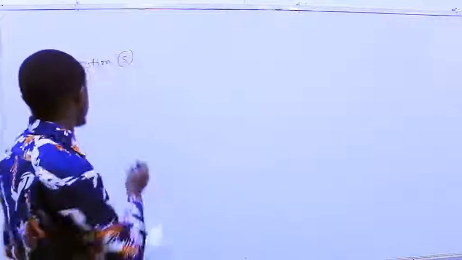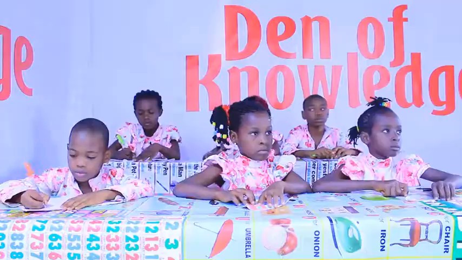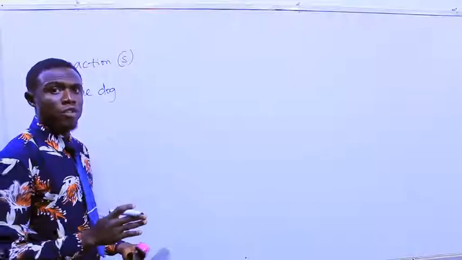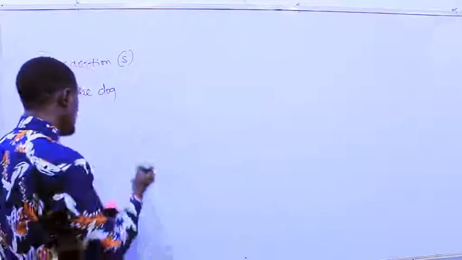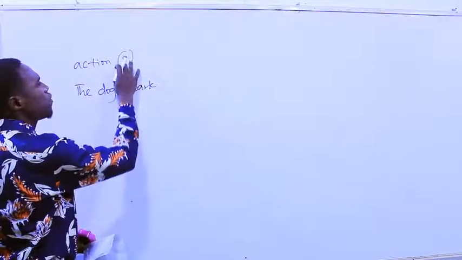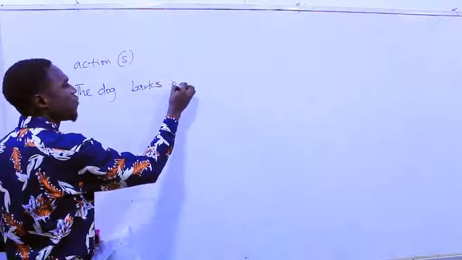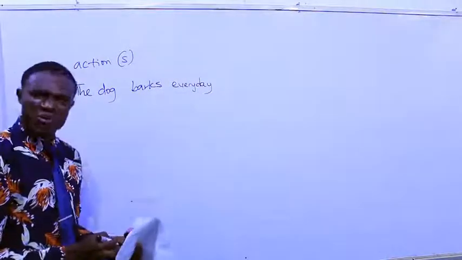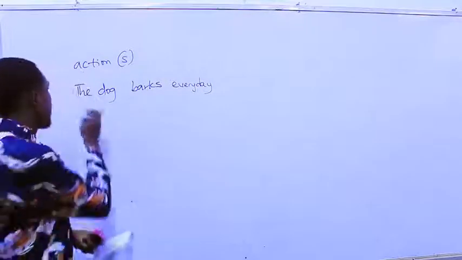Example. The dog. Is it singular or plural? Of course you know the dog is what? Singular, because the dog is one. So you say the dog, the action is bark. So you are going to add s because the dog is one. So you say the dog barks every day. It's a habitual action. The dog barks every day.